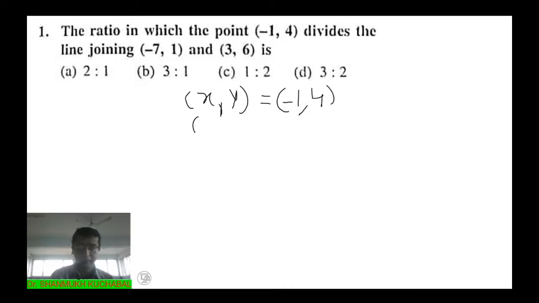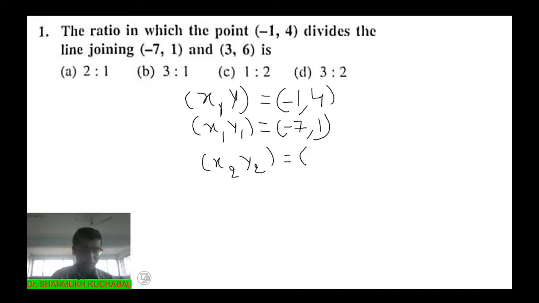Next, we define the point x1, y1, it is (-7, 1). And the next point x2, y2 is equal to (3, 6). The ratio is given by the formula (x minus x1) divided by (x2 minus x).